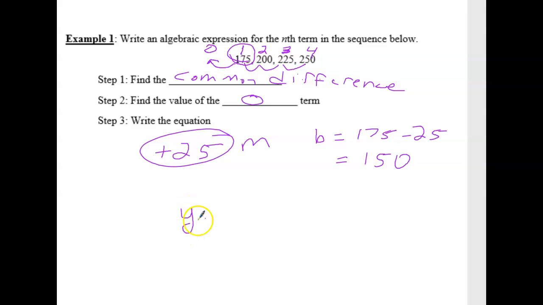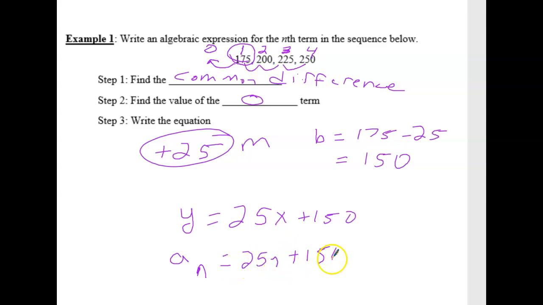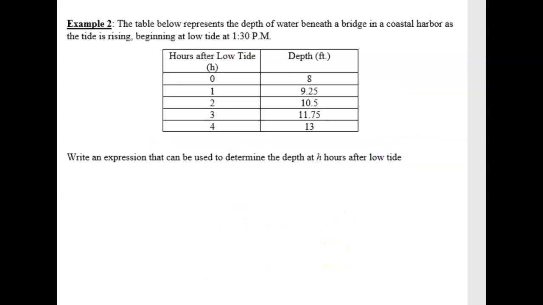And then our equation, we can write it either as y equals 25x plus 150, or you may see it as a sub n, a because it's an arithmetic sequence, and n just tells us which term we're on, so it's going to be a sub n equals 25n plus 150. Either one of those would be acceptable to do. Okay, moving on to the next one.